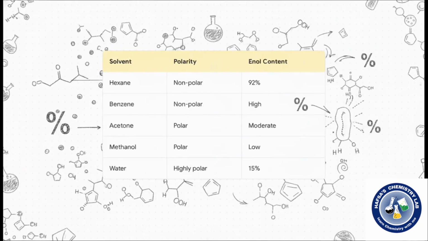What's even wilder is that the surrounding environment actually acts as a director in this whole play. If you dissolve that exact same molecule in a nonpolar solvent like hexane, the enol form absolutely thrives, hitting 92%. But the moment you drop it into a highly polar environment like water, those water molecules rush in and completely disrupt those beautiful internal hydrogen bonds. Suddenly, the enol form crashes down to just 15%. The molecule literally changes its shape simply based on what it's swimming in.